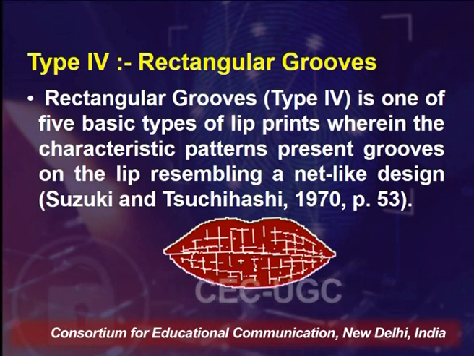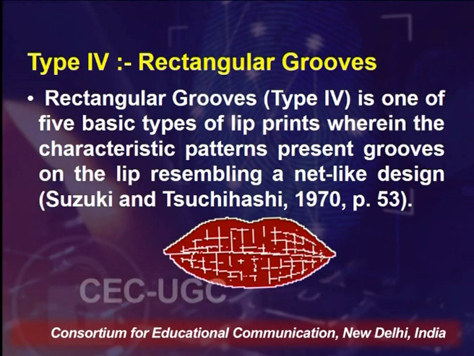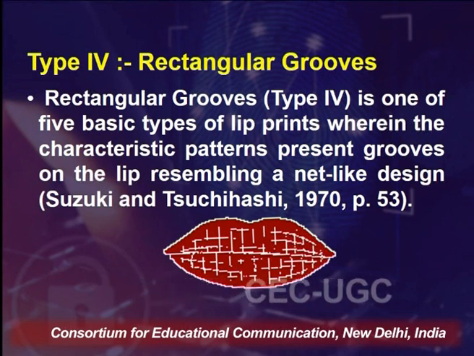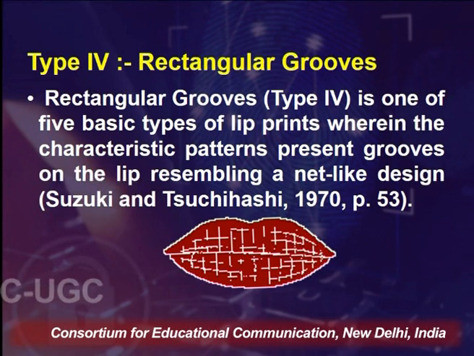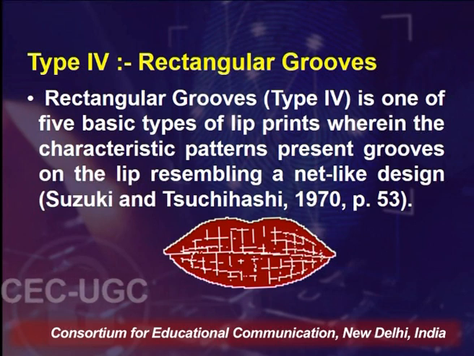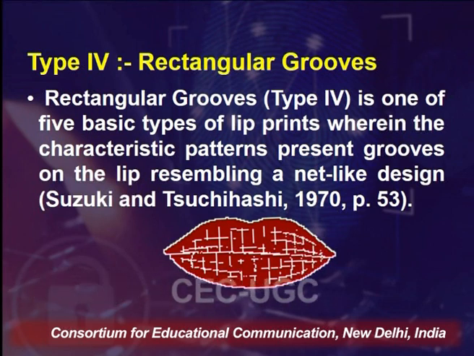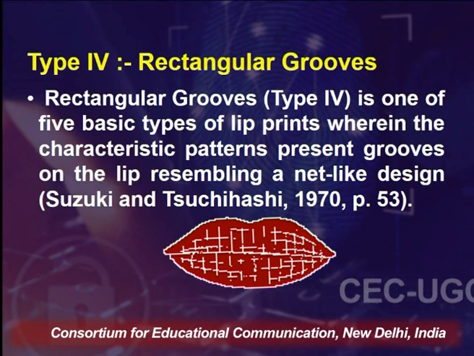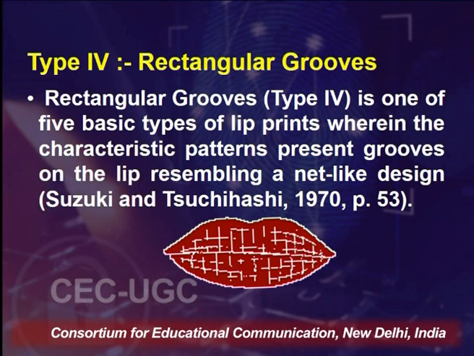Then we have rectangular grooves. Rectangular grooves is also known as type 4, which is one of the 5 basic types of lip prints, wherein the characteristic patterns present grooves on the lip resembling a net-like design. In the branching type we also have vertical and horizontal lines, but they appear more in the form of branches of a tree. But in the rectangular grooves, they appear as horizontal lines which cut the vertical lines. So, that is why this type of classification is known as rectangular grooves.